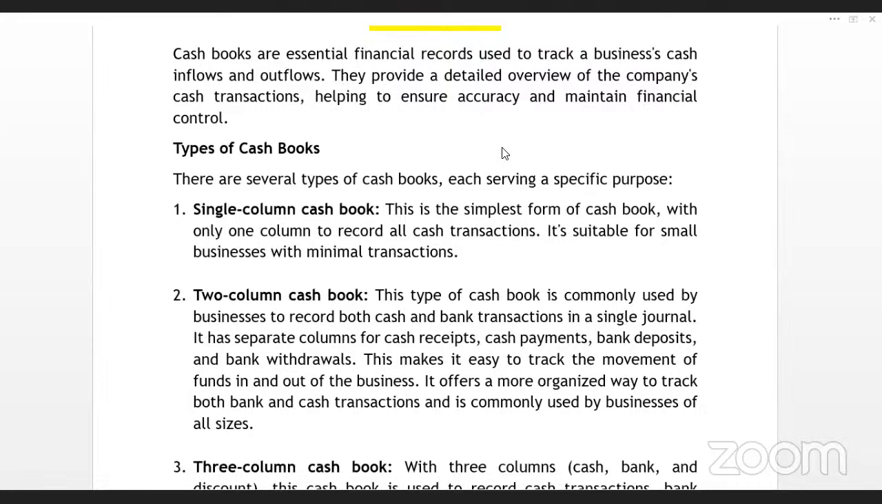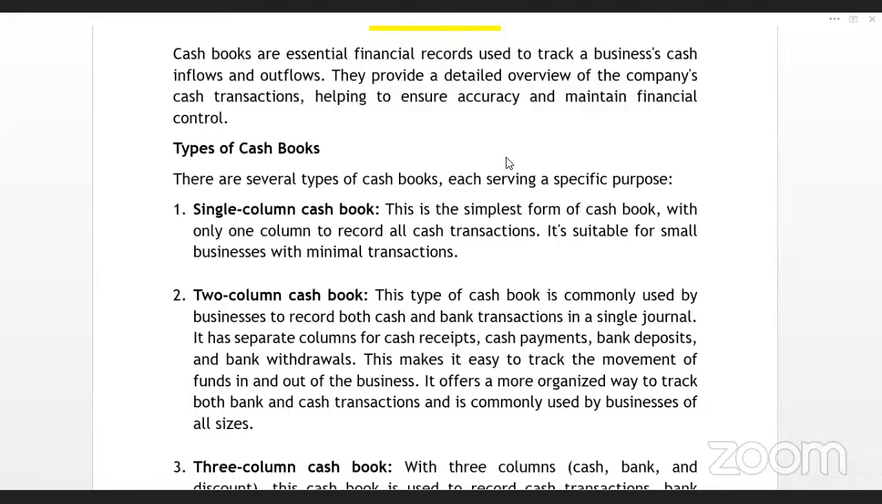A two-column cash book is a simple and widely used format for recording cash transactions. A simple and widely used format for recording what? For recording cash transactions. Okay.